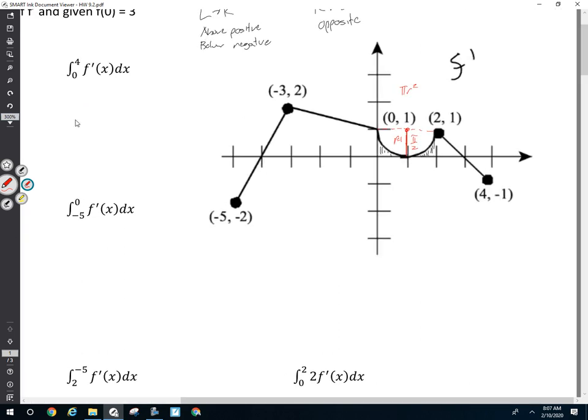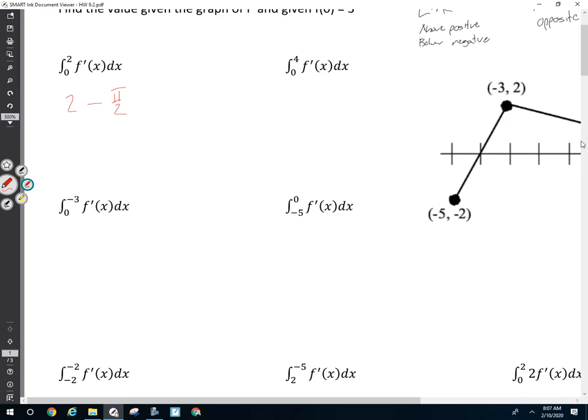Okay, from 0 to 4, this area right here would be 1/2 times 1 times 1, so that'd be a positive 1/2, whereas this would be negative 1/2. So this also would be 2 minus pi over 2. Let's switch to black.